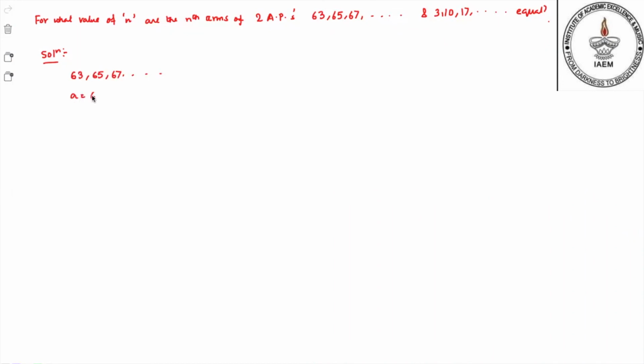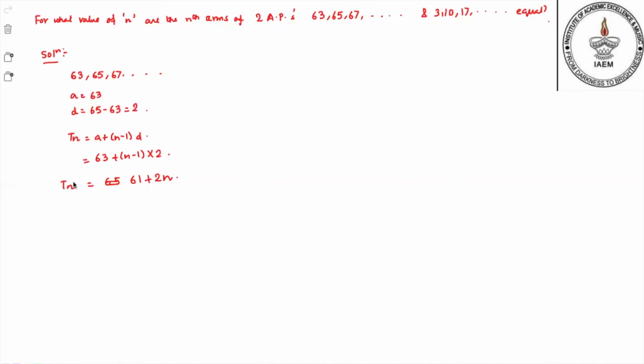A is 63, D is 65 minus 63, which is 2. So using the formula Tn equals A plus (n minus 1) into D, it will be 63 plus (n minus 1) into 2. We'll have it as 61 plus 2n. So Tn for this is 61 plus 2n.